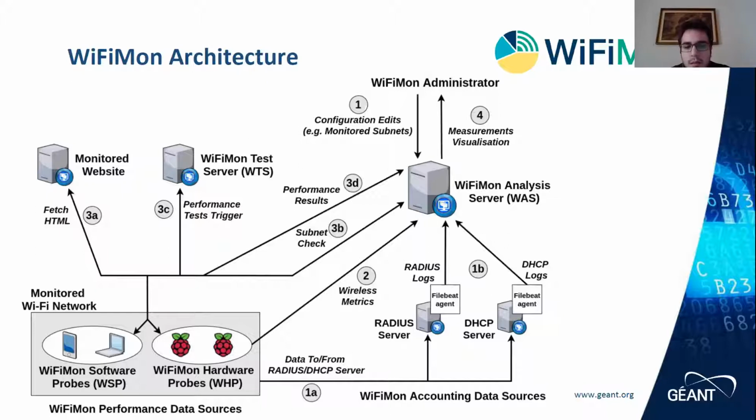So a probe visits the monitored website, brings the HTML code back with JavaScript lines, and automatically starts the performance tests. It downloads some test data. This could be garbage data or small images, and it calculates performance results. These results are then streamed to the WiFiMon analysis server.